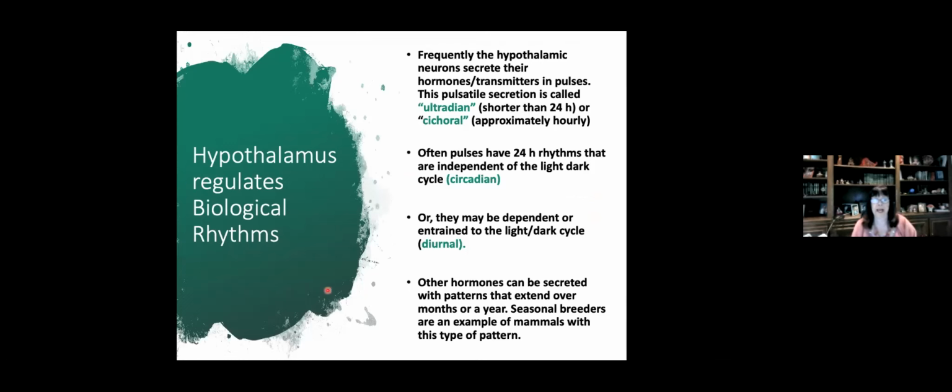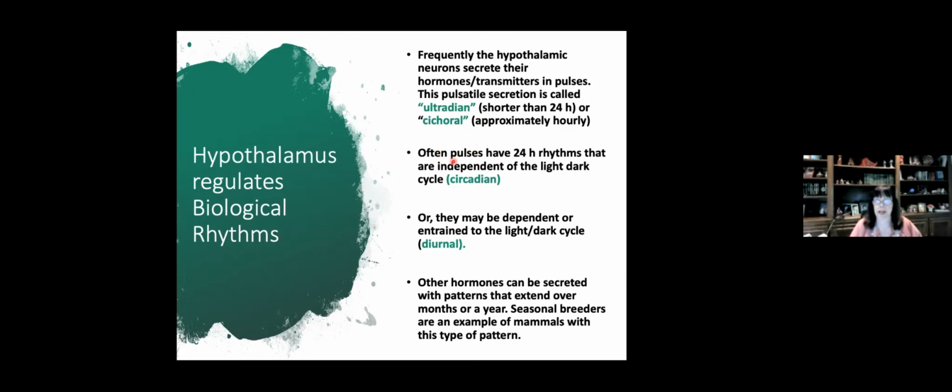Okay, so the other thing the hypothalamus does is regulate our rhythms. And I told you that the neurons may secrete their hormones in pulses. Anything shorter than 24 hours is called ultradian, and if you have sort of an hourly pulse, it's called circhoral. We don't usually use those terms, but at least you'll have them defined. The ones we use most often are the 24-hour rhythms, and that's the rhythm that's independent of a light-dark cycle. It's going to happen no matter what.